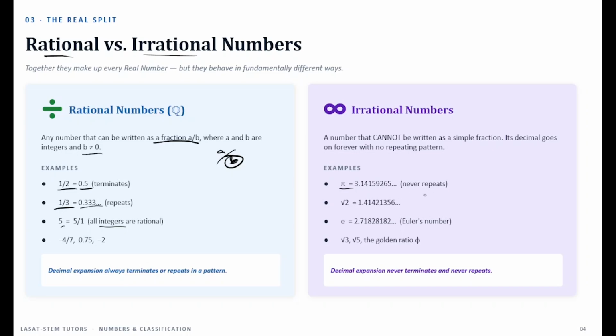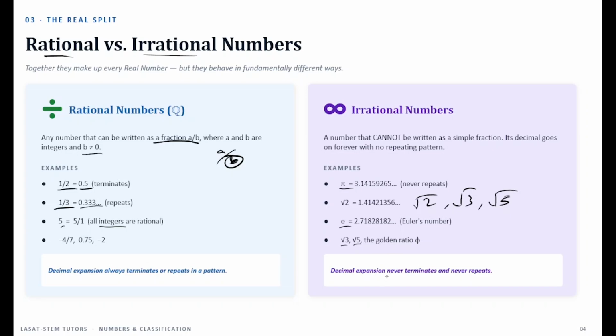Then we have root 2. When we're dealing with irrational numbers, surds, root 2, root 3, the square root of numbers that are not perfect squares. Then we have the Euler number, which is also a constant. And then we have root 3, root 5, and the golden ratio.